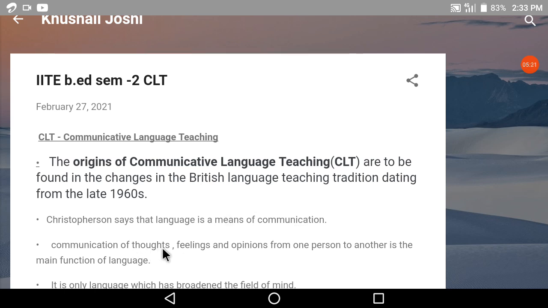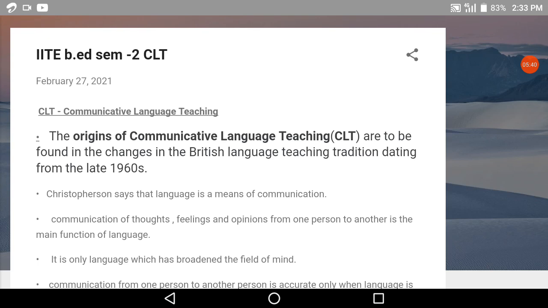Communication is thoughts, feelings, and opinions. Communication is what? Communication of my thoughts, my feelings, my opinions, which I can share with the person. This is the communication, nothing else. They might have asked for a communication definition, so we can write the definition of communication as well.